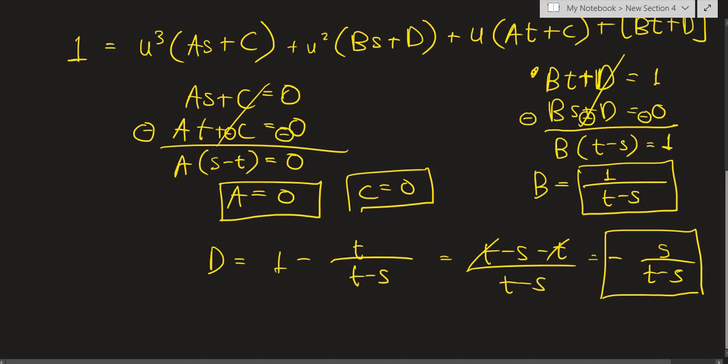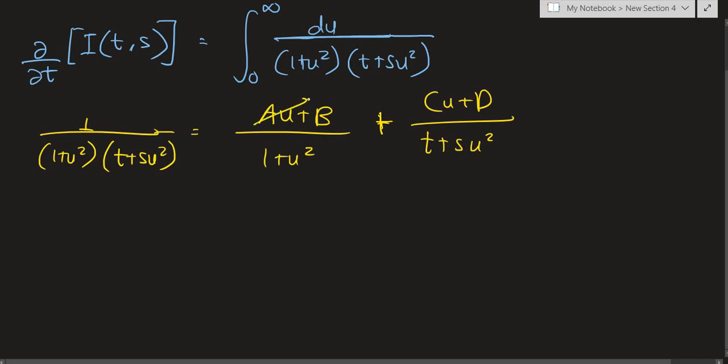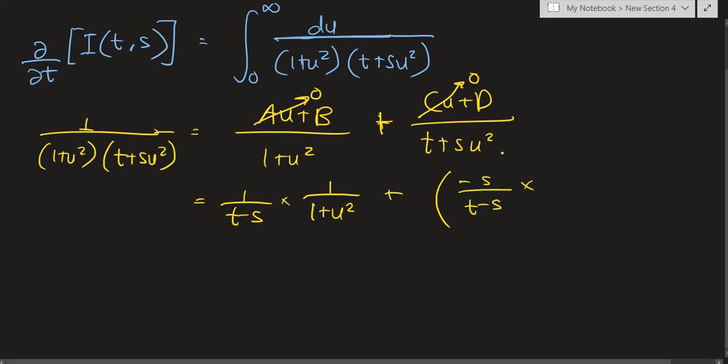Now it's time to plug them back into our original expression of partial fraction decomposition. This expression, I'll just clean this up now and let's plug that in. By our procedure we found that a and c are 0. So this goes to 0. This goes to 0. So we are only left with b times 1 over the u squared term. So what's b? b is basically 1 over t minus s, times this denominator, 1 over 1 plus u squared, plus we just have d. And what's d? d is negative s over t minus s, times this denominator, 1 over t plus su squared. Well, fair enough.